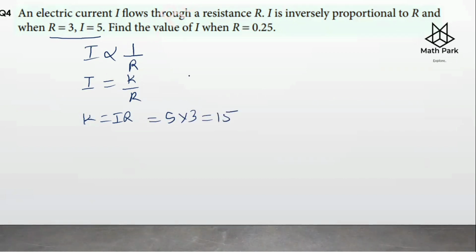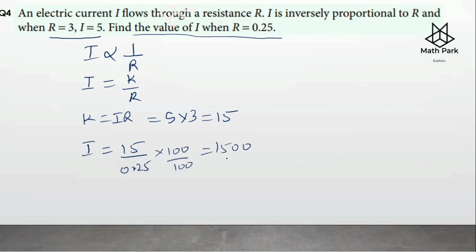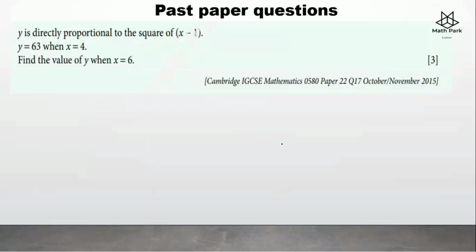Now we found k as 15. Now we are asked to find the value of I when R is equal to 0.25. So we have I is equal to k, which is 15, upon the value of R, which is 0.25. You can use the calculator or simplify this way, multiplying by 100. Multiplying by 100, you get 1500 divided by 25, which is 60. So this is how the value of I, we got it as 60. Got it? Now let us solve one past paper question.